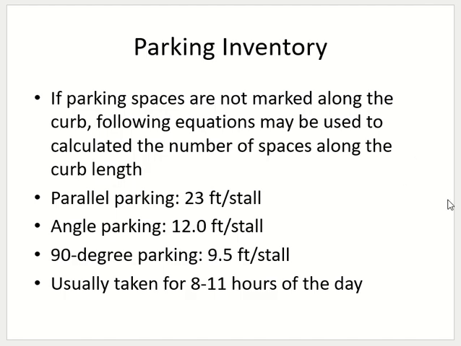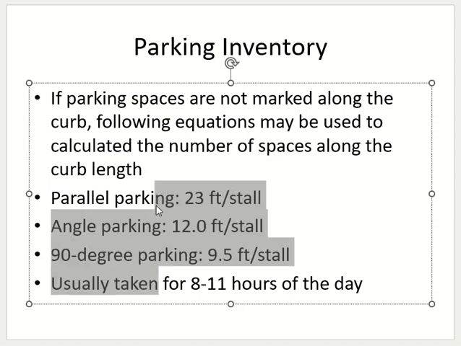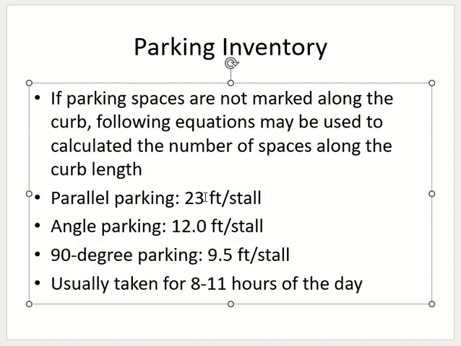Okay, it may happen that you are looking at a parking lane or a parking space, but you cannot see the markings for each parking space. Then you take the total length, and you see what type of parking is allowed or used there, and then you can use one of these ratios to find out how many parking spaces can fit in that much length. If parallel parking is allowed or being done there, then you will consider each parking space to be 23 feet. For angle parking, 12 feet. For 90-degree parking, 9.5 feet.